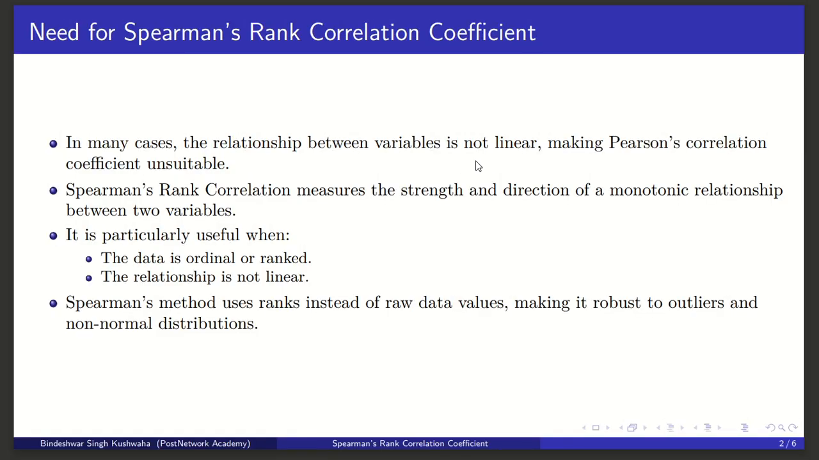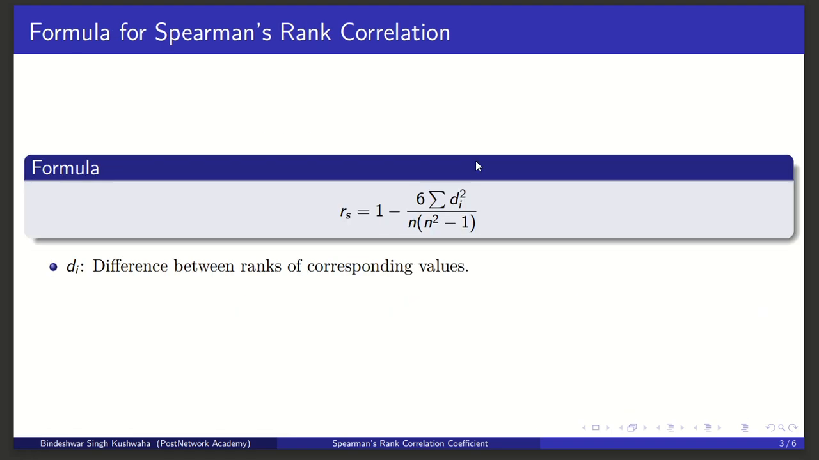Spearman's method uses rank instead of raw data, making it robust to outliers and non-normal distributions. We will discuss outliers and non-normal distributions later. And the formula: rS, S means Spearman's, correlation rS is equal to 1 minus 6 sum of di square upon n times n square minus 1, where di is the difference between ranks of corresponding values, and n is the number of data points.